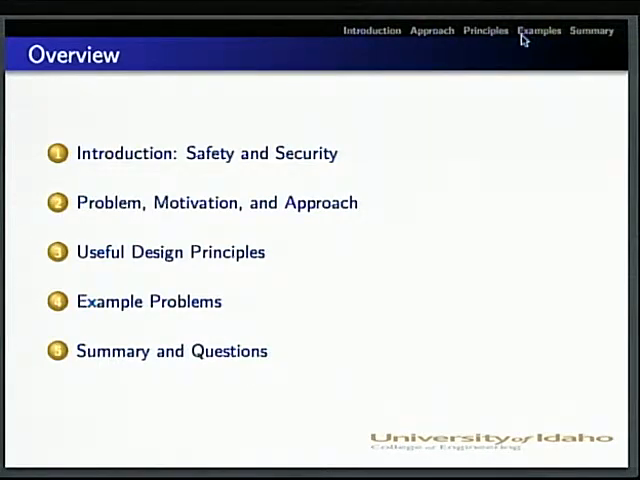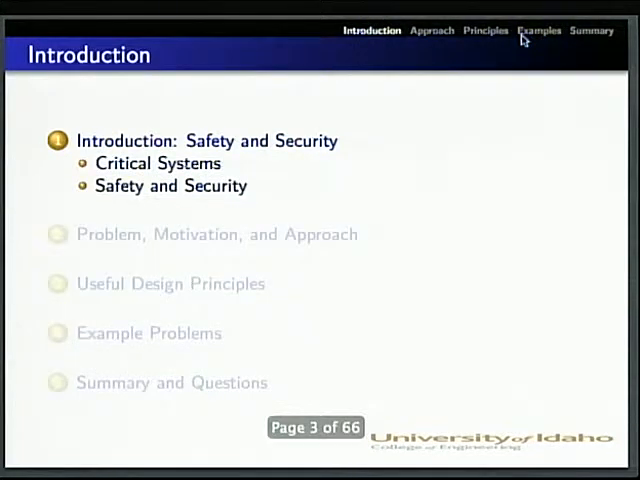Then I will show you two example problems, and although the explanation is somewhat technical, I'll try to make it clear enough for the people in here that are not computer science people like my background. And then I will go to summary and questions. But if you have any questions during the presentation, please feel free to ask for clarification.